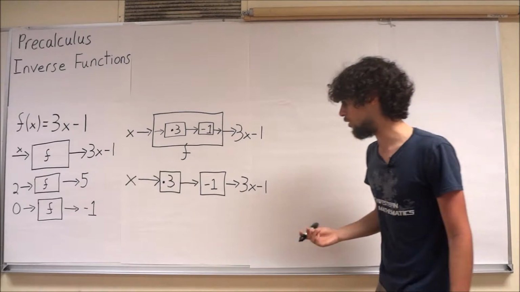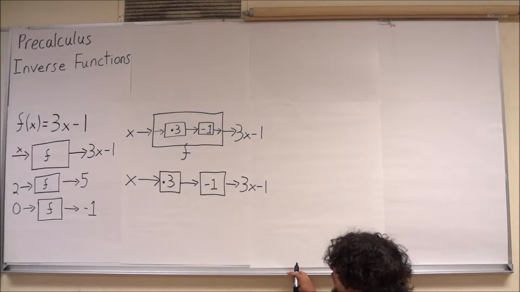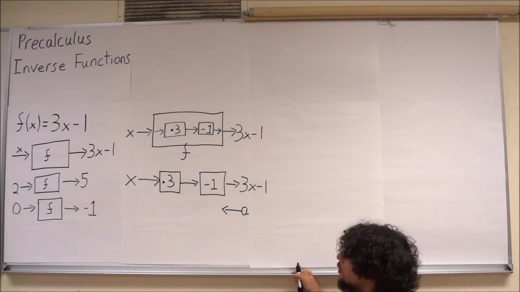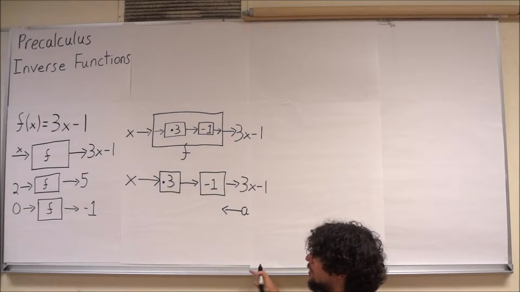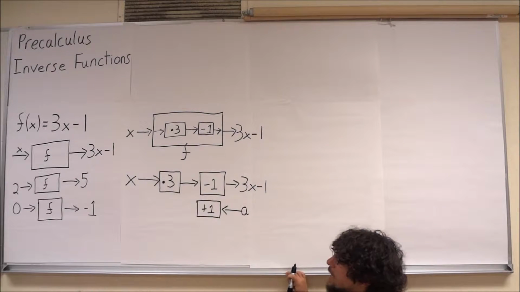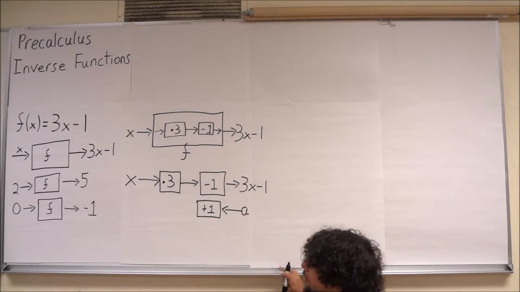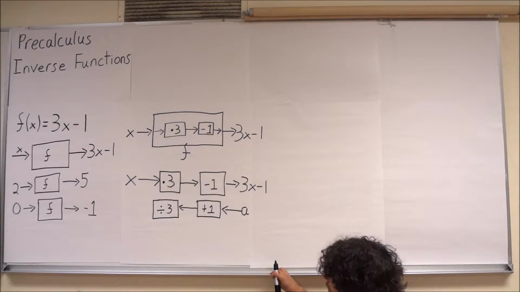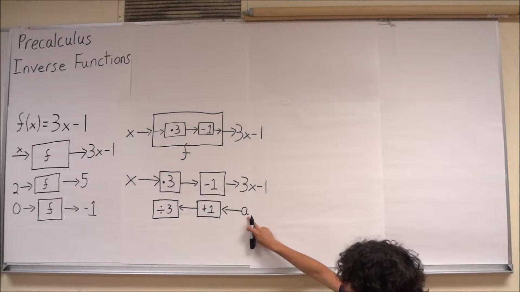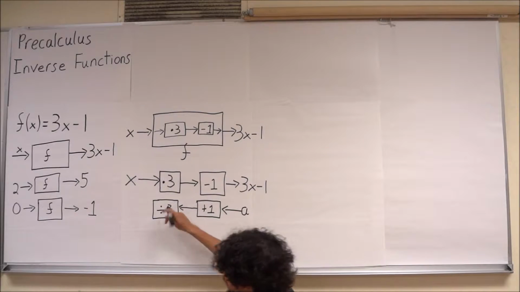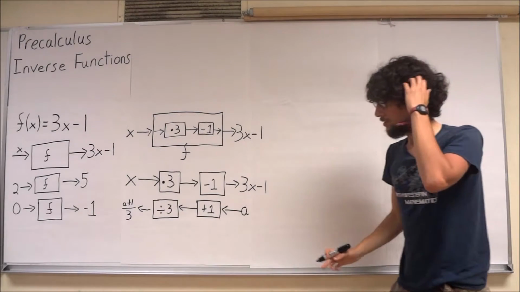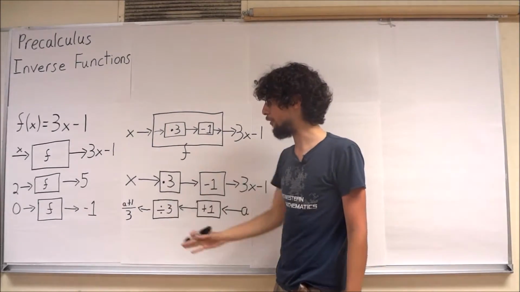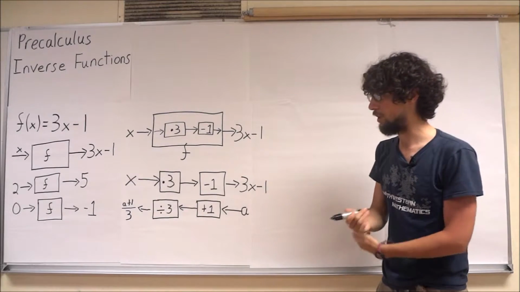So in order to go backwards, I could say that if I start with some number, I'll say a, how do I undo subtracting 1? Well, I add 1. And how do I undo multiplying by 3? Well, I divide by 3. And what do I find as my output? Well, I started from a, I added 1 and then divided by 3. I find that my final result here after undoing f is (a plus 1) over 3.